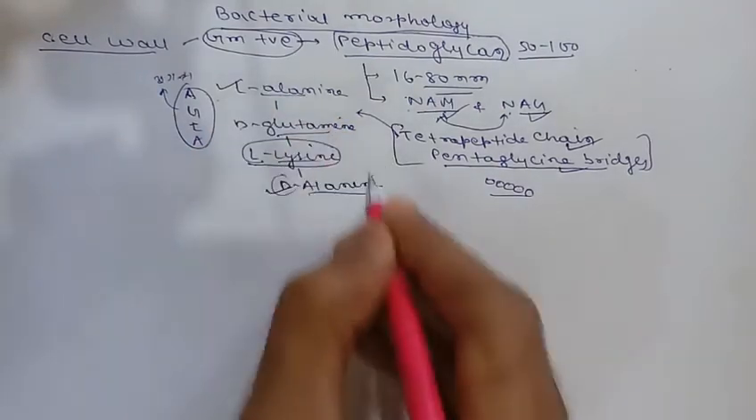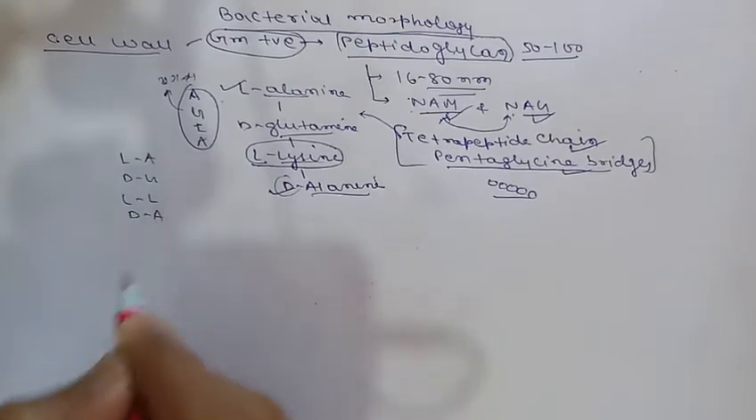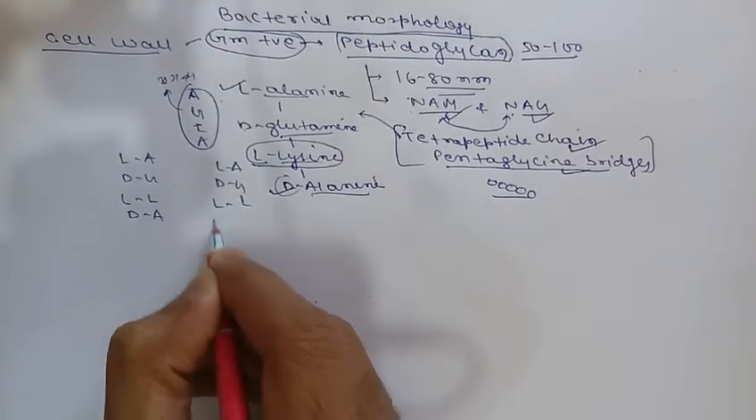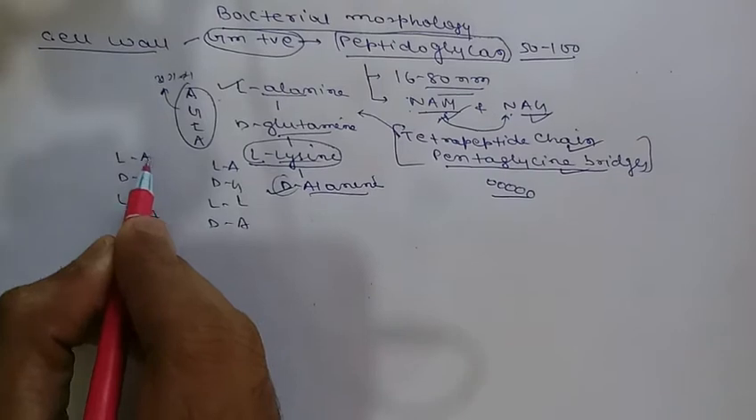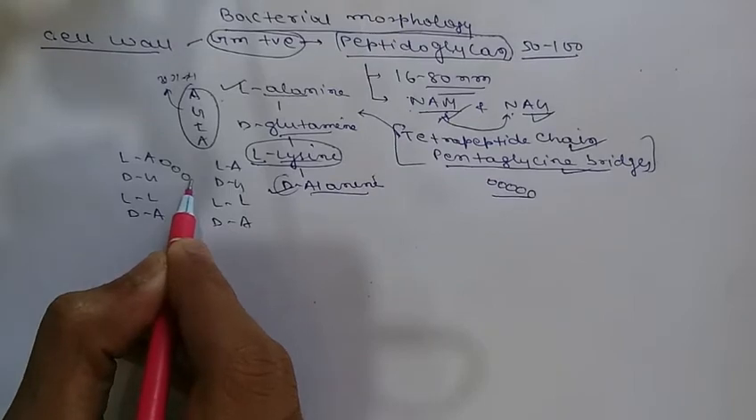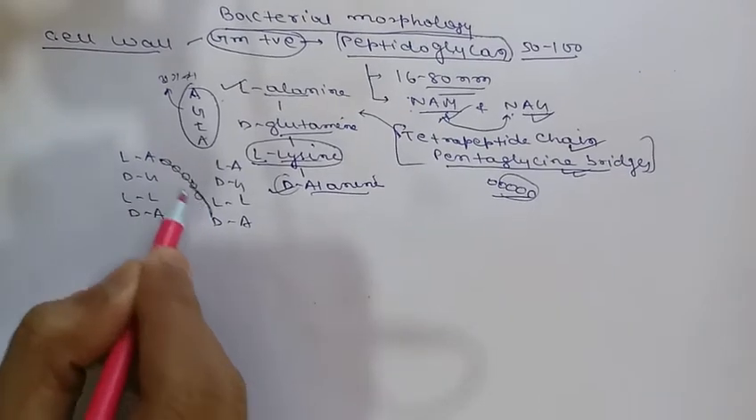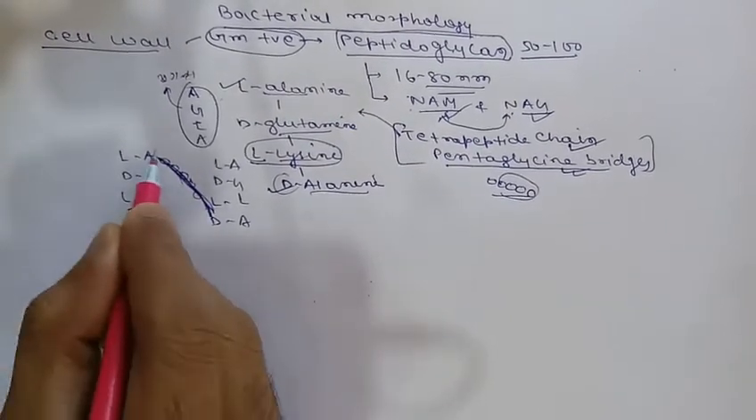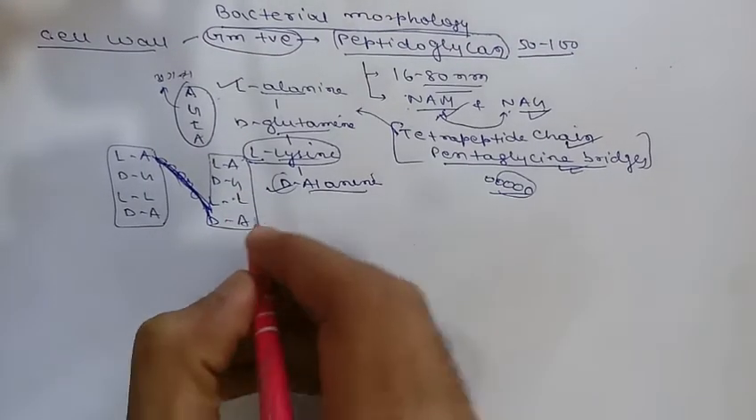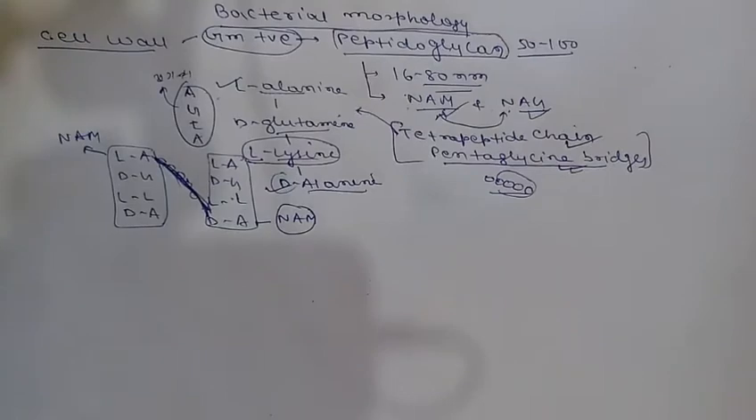Suppose this is your tetrapeptide chain: L-alanine, D-glutamine, L-lysine, and D-alanine. And here another one, the same: D-glutamine, L-lysine and D-alanine. Simple. This L-lysine of one chain is connected by the pentaglycine bridge, which we have discussed here, with the D-alanine here, like this. So pentaglycine is connecting these two tetrapeptide chains, and these two tetrapeptide chains are linked with NAM. This is the basic structure of the peptidoglycan.